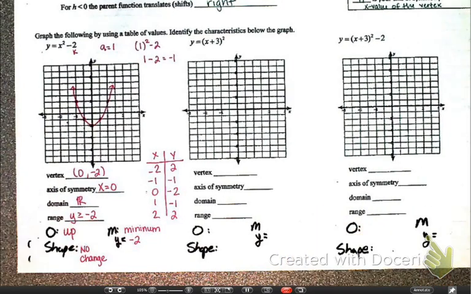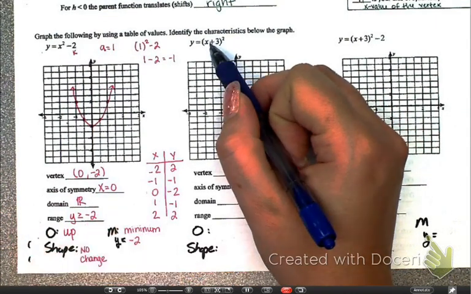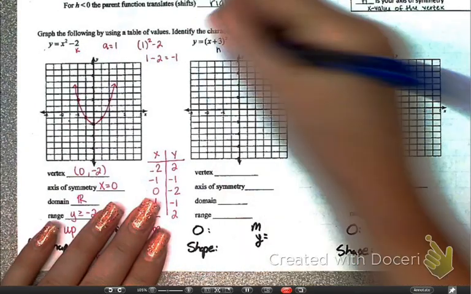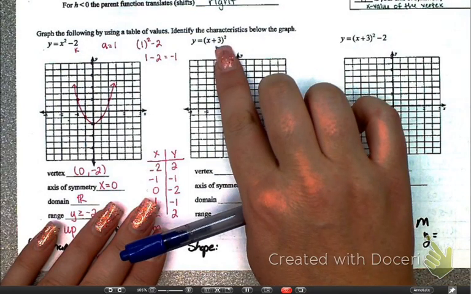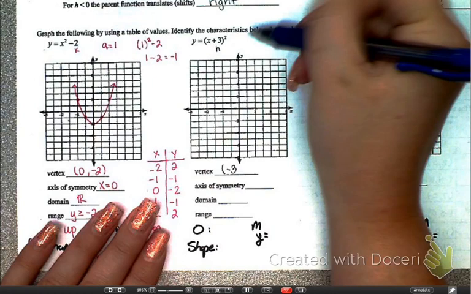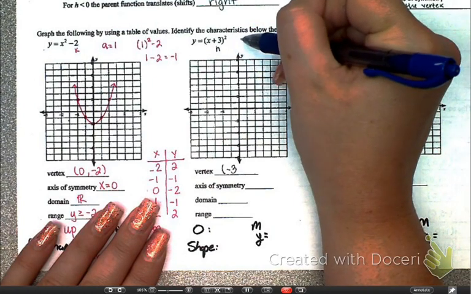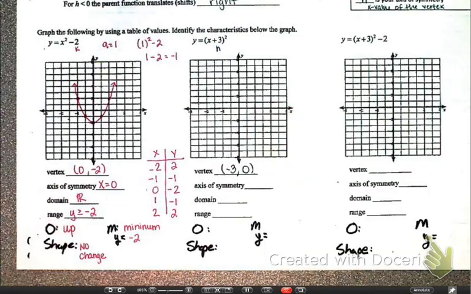Let's look at our next one. I have something in parentheses, so what value is that? H or K? H. And remember, H is opposite. So what is that actually going to be? -3, and that's the X value. Do I have anything attached at the end? No. So my Y value is 0. That's your vertex.